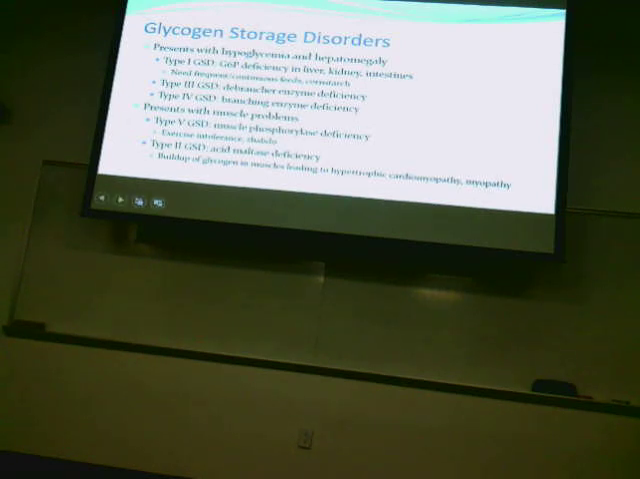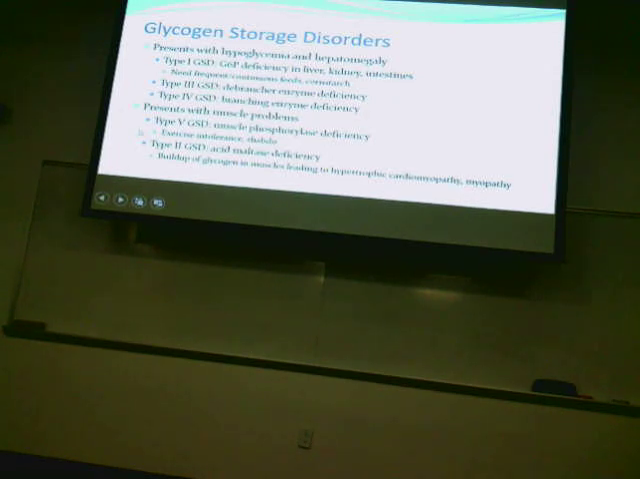So your type 1 is a G6P deficiency, and basically the liver isn't able to break down the glycogen to supply the blood with glucose. So you need frequent feeds and stuff. That's the same with 3 and 4 as well. Type 3 is a debrancher enzyme deficiency, so they're not able to debranch glycogen. And type 4 is a branching enzyme deficiency.